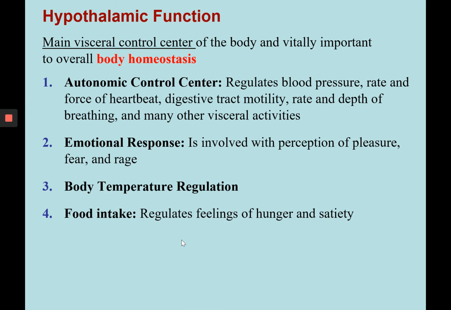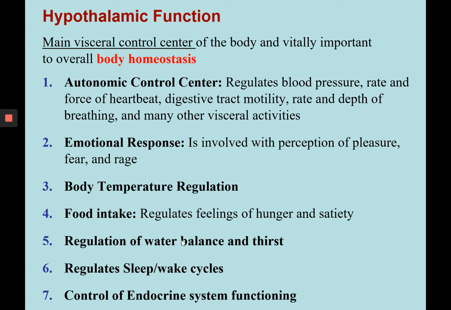Some of its functions include control of the autonomic nervous system, so it's the boss of the autonomic nervous system. The autonomic nervous system controls contraction of cardiac muscle and smooth muscle, as well as secretions from glands, so it can regulate blood pressure, breathing rate, force of the heartbeat, digestive tract motility, rate and depth of respiration, and a lot of other visceral activities associated with your GI tract and organs in your abdominal pelvic cavity.